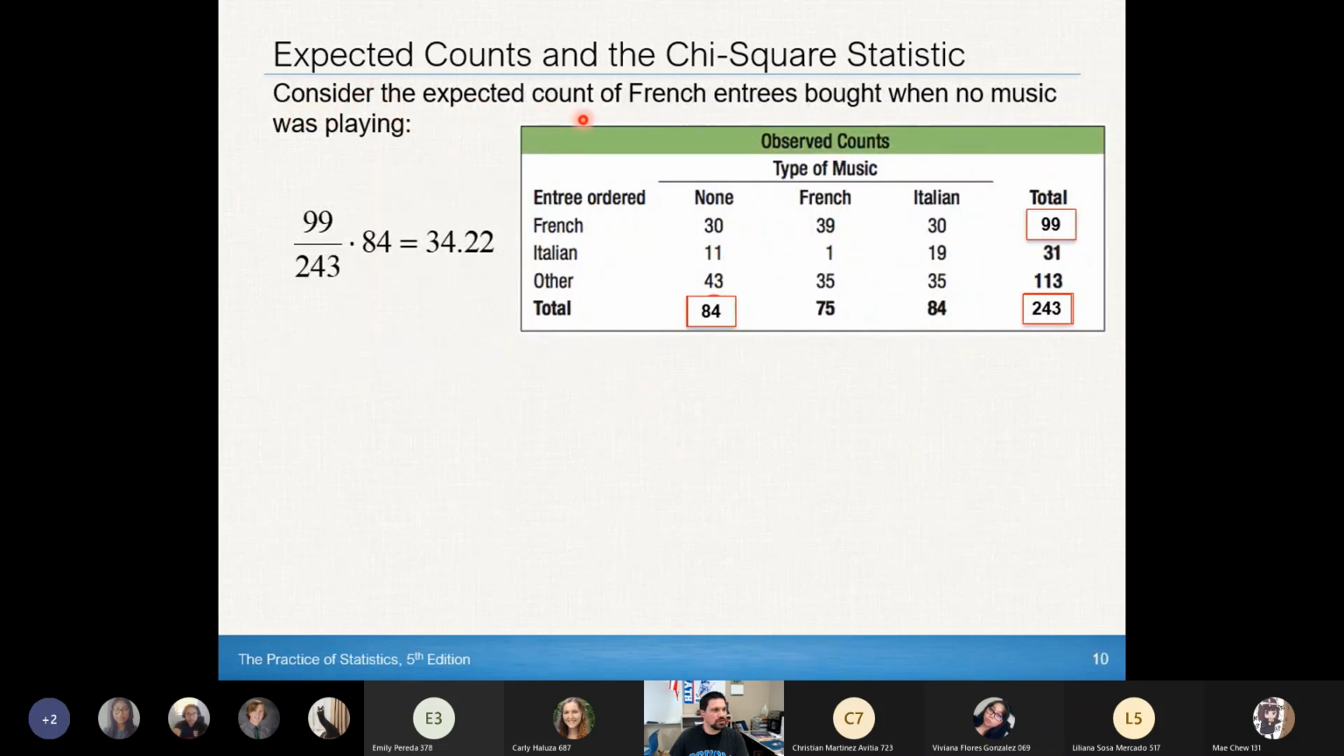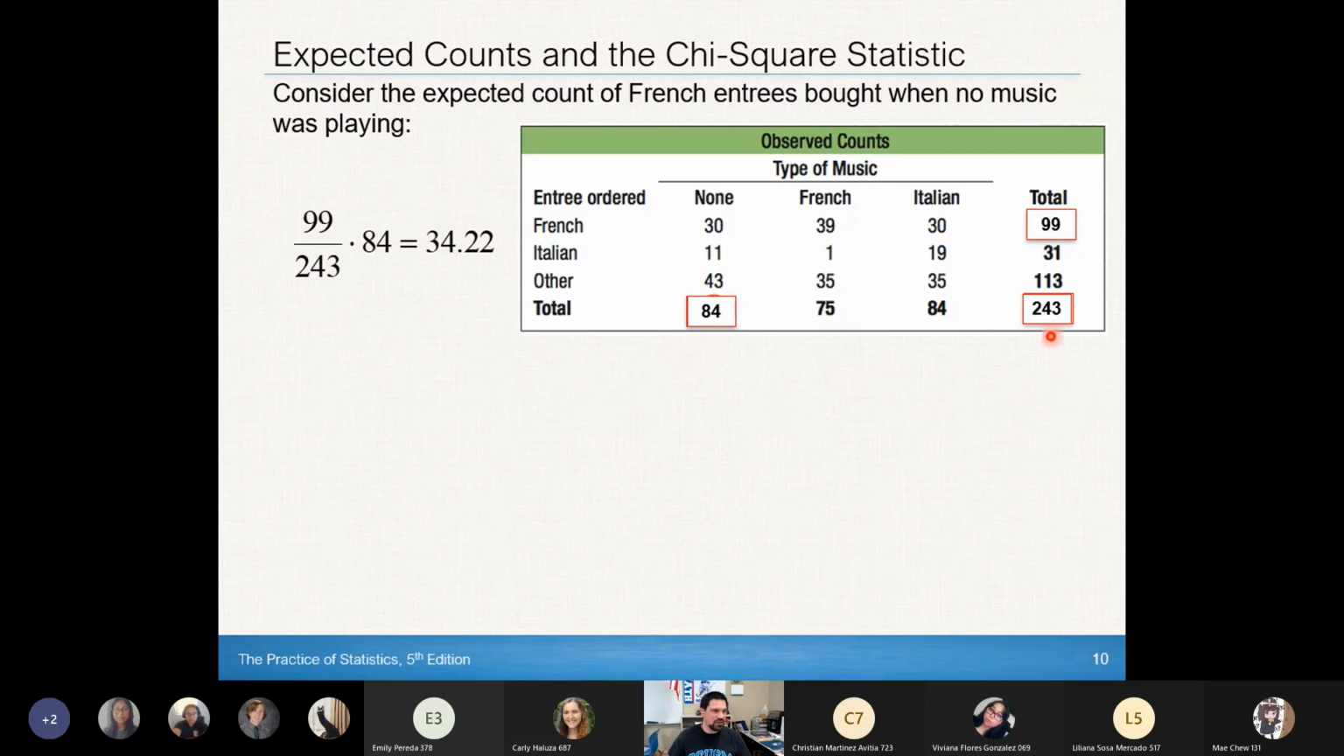So consider the expected count of French entrees bought when no music was playing. We have 99, the total from the row of French, divided by 243, which is the table total amount of entrees ordered, times 84, the total number of entrees ordered when there was no music playing.